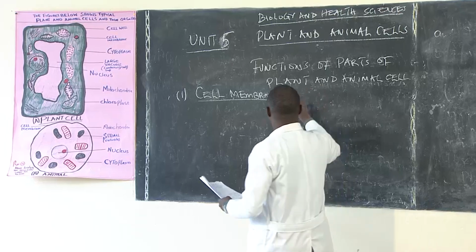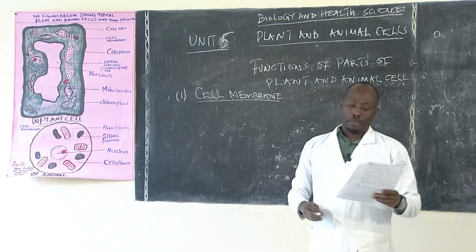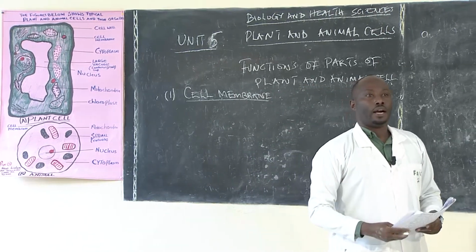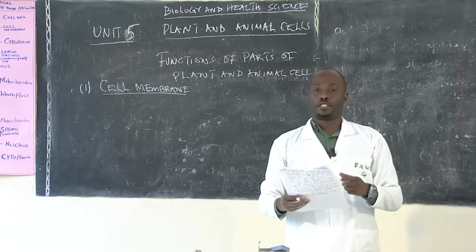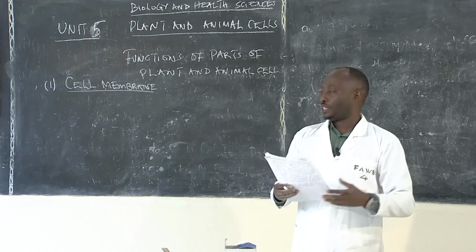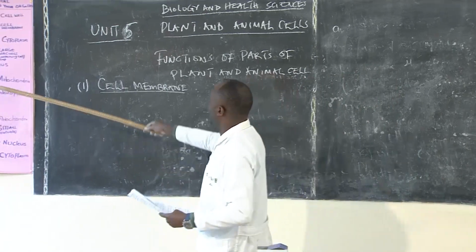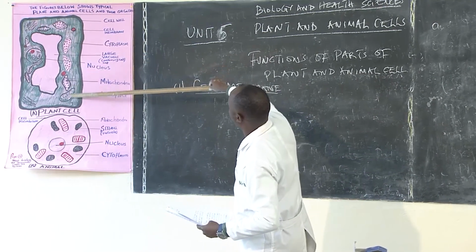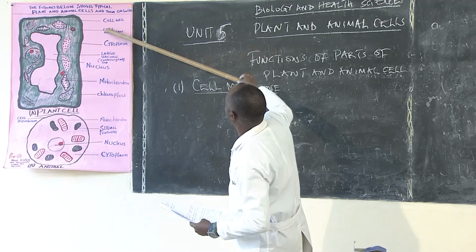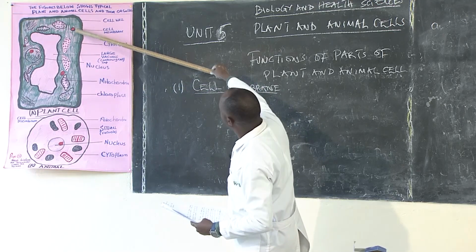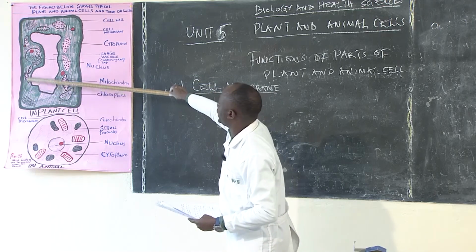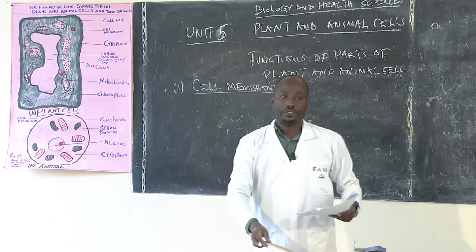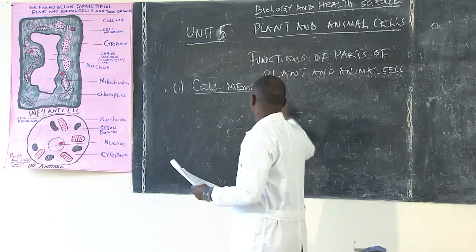The function of the cell membrane, you can say, is that it surrounds the cytoplasm and keeps the cell content in place. So meaning that it surrounds the cytoplasm. This is supposed to be the cytoplasm, and you can see there is the cell membrane. The cell membrane surrounds the cytoplasm and keeps the cell content in place. Write that definition. Write the function.